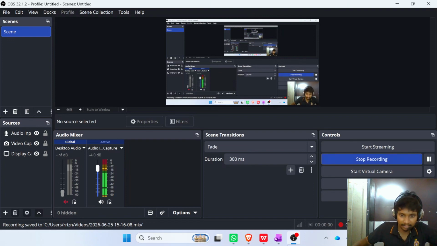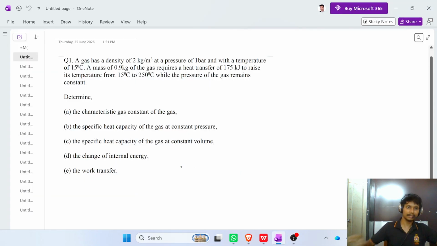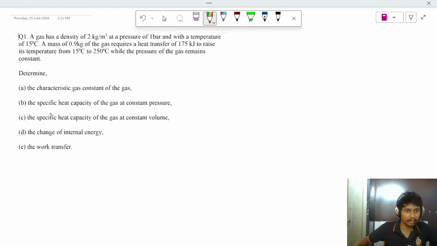Okay, welcome back. Let's move to the next question. The next question is in part question one. We have to discuss the part C question. The question is the specific heat capacity of the gas at constant volume.